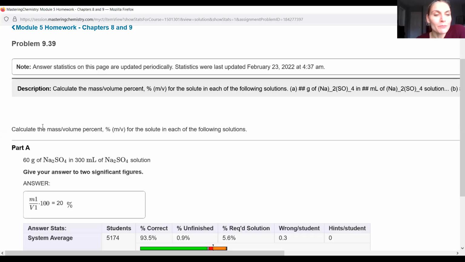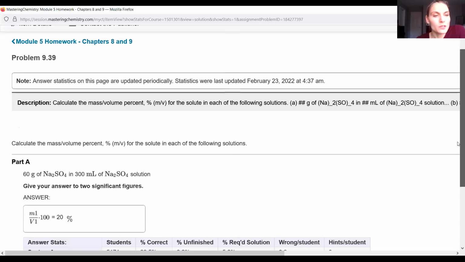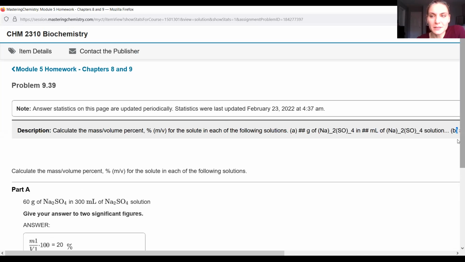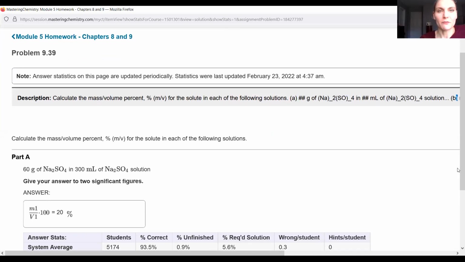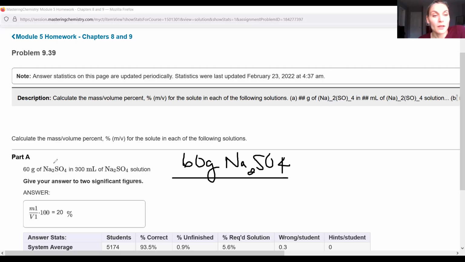All right, it says calculate the mass volume percent for the solute in each of the following solutions. Sorry, it took me forever to find a problem. It says that we have 60 grams of sodium sulfate in 300 milliliters of a solution. So if we were to calculate the mass per volume for this, it would be 60 grams of your Na2SO4, that's our mass of our solute, over the 300 milliliters of our solution.